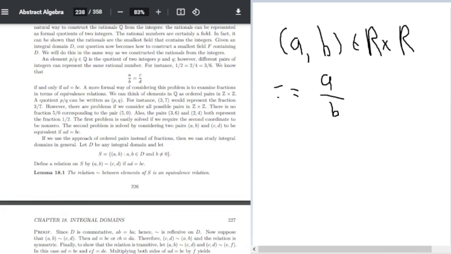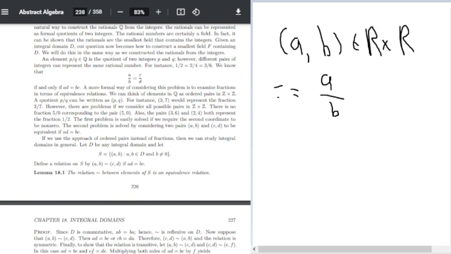So, we can think of elements in Q as ordered pairs in Z times Z. A quotient p over q can be written as (p, q). For instance, (3, 7) would represent the fraction 3/7. However, there are problems if we consider all possible pairs in Z times Z. There is no fraction 5 over 0 corresponding to the pair (5, 0). Also, the pairs (3, 6) and (2, 4) both represent the fraction 1/2. The first problem is easily solved if we require the second coordinate to be non-zero. The second problem is solved by considering two pairs (a, b) and (c, d) to be equal if ad is equal to bc.